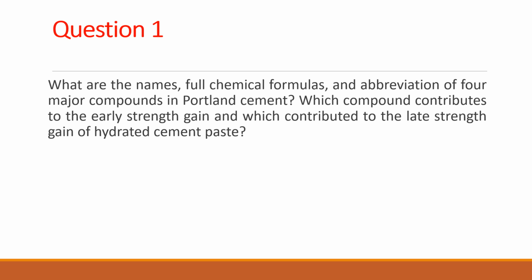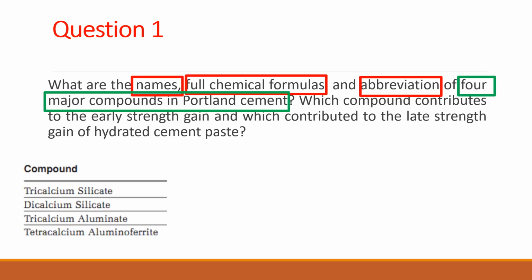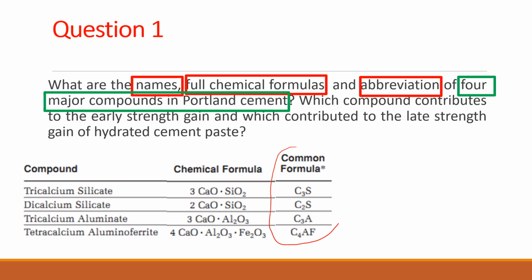So what did you write? So we have tricalcium silicate, dicalcium silicate, tricalcium aluminate, and tetracalcium aluminoferrate. So they are the compounds, and we have the chemical formula. You have this in your notes as well. At least you need to remember this thing, okay? So I already told you these things. C2S, C3S, C3A, C4AF. So what do they do?